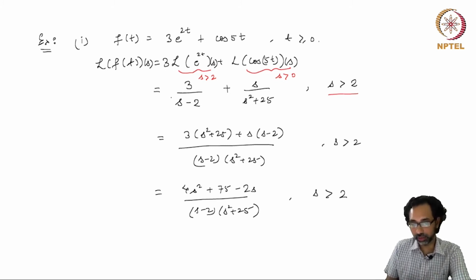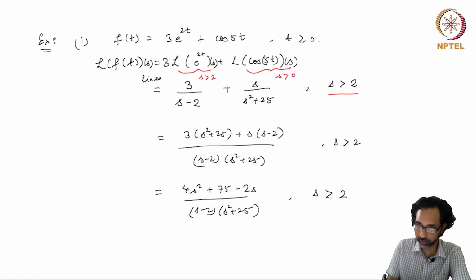So we have seen that in this case, in the first line we have used linearity, as well as for the second term we have used change of scale, and as well as for the first one also change of scale.